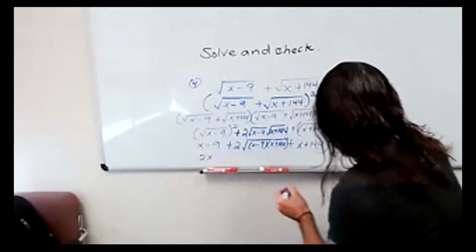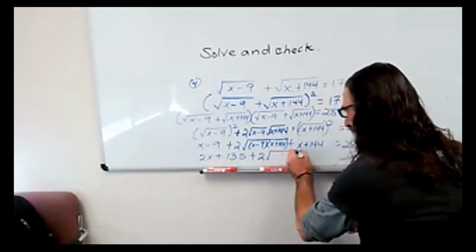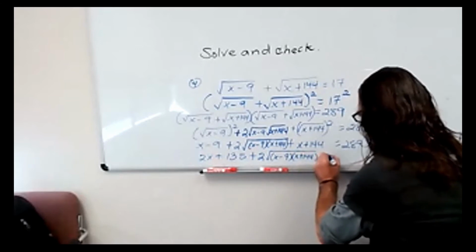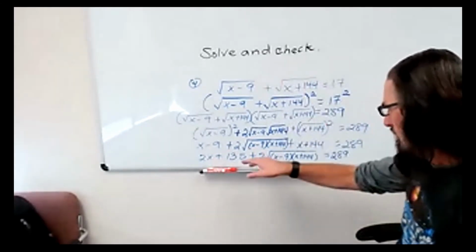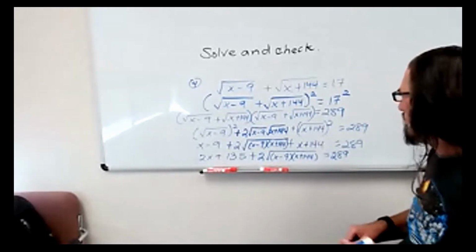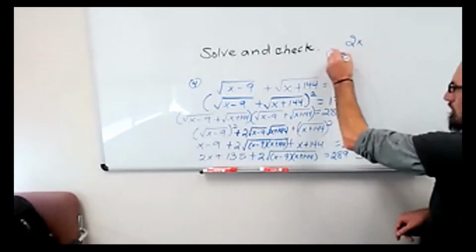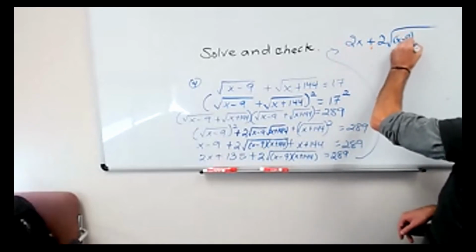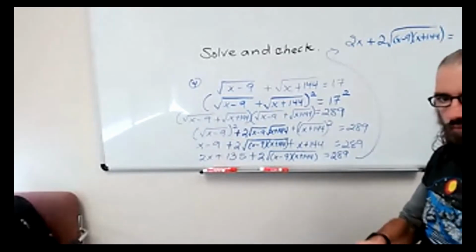2x plus 144 minus 9 would be plus 135. Plus 2 times this messy radical. If I continue with combining like terms outside of the radical, 289 minus 135, we've got 154. So let's bring this up here. 2x plus 2 times that messy square root equals the 154.